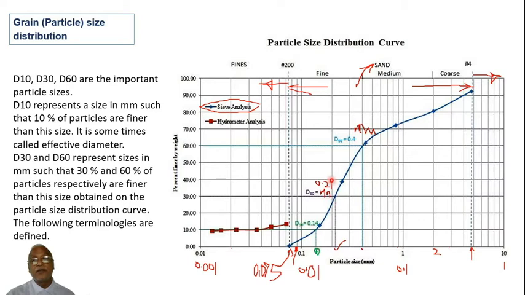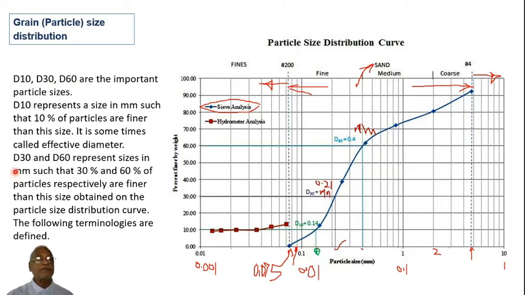Lesser than 0.2 mm, 0.21 mm, or 70% of the soil is greater than 0.21 mm. Similarly, D60 equal to 0.4 mm indicates 60% of the soil is less than the size 0.4 mm. So 40% of the soil is greater than 0.4 mm. That is the meaning of D60, D30, D10.